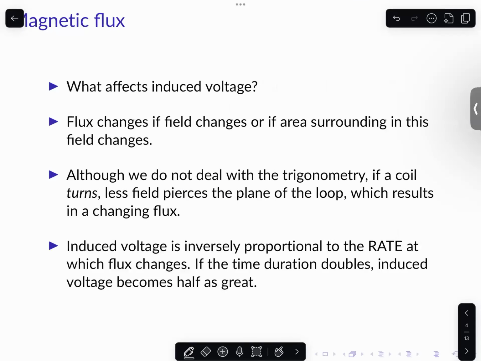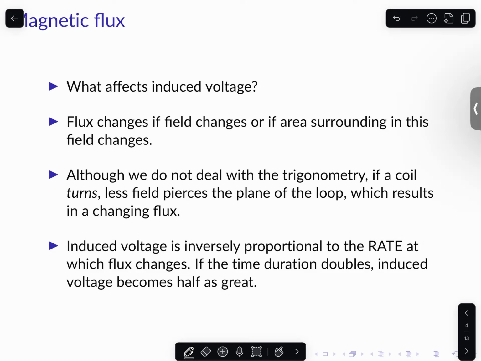Okay. So now, what affects V? You have to change your flux. If flux doesn't change, if there is no change in flux, there will be no induced voltage. Delta phi is 0, V is 0, right? Look at that equation. The numerator is 0, you have no V. Now, how do I change phi? I change phi by changing B or changing area. If B changes, if the applied original magnetic field changes, B changes, phi changes, I've got a V.